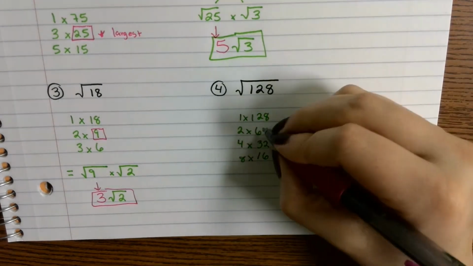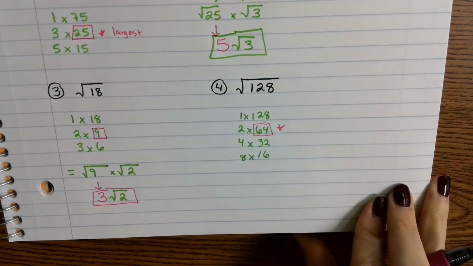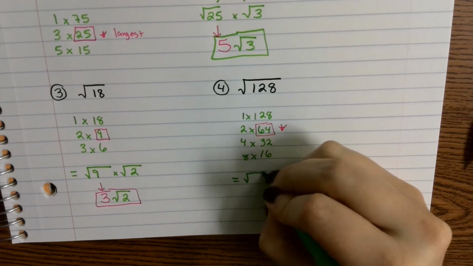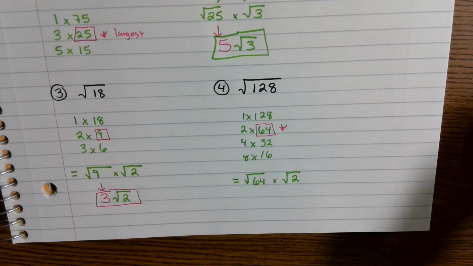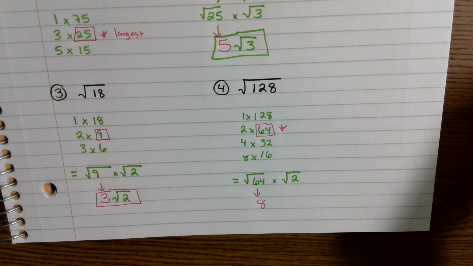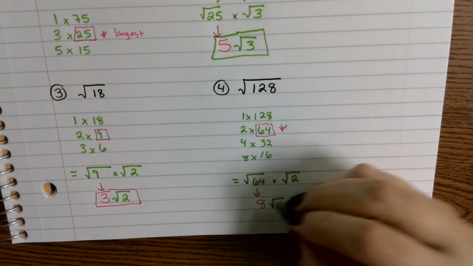Largest perfect square here is that 64. That's your largest, so that's the one that we're going to want to use when we break it down. So we're going to break it down to the square root of 64 times the square root of 2. Square root of 64 happens to be equal to 8, so we get 8 square root of 2. Any questions?